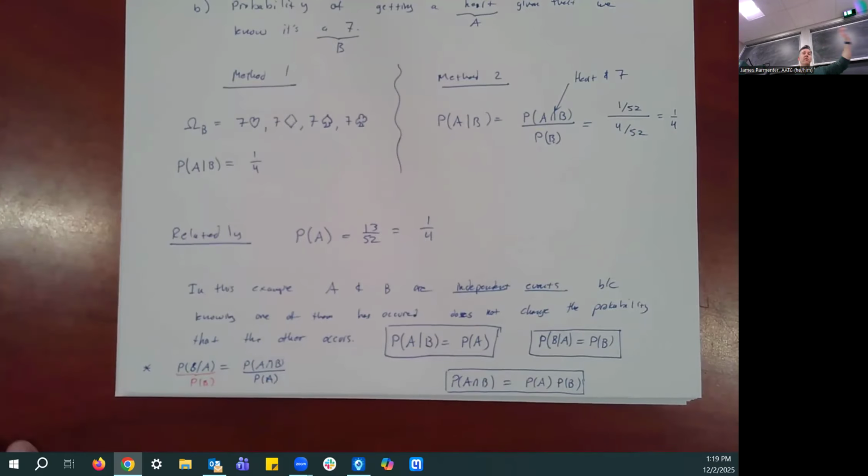So when someone asks if two events are independent, that's usually how you check, by seeing if one of these three things is true. And again, I would personally prefer the first two, but it's not always what I get to choose.